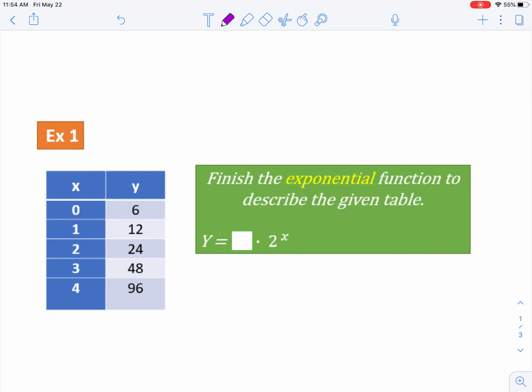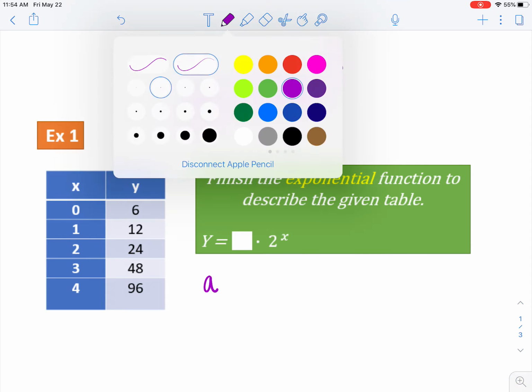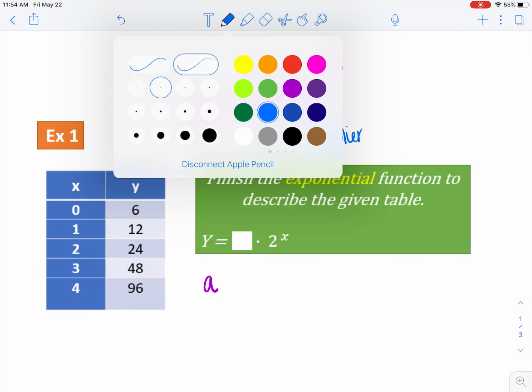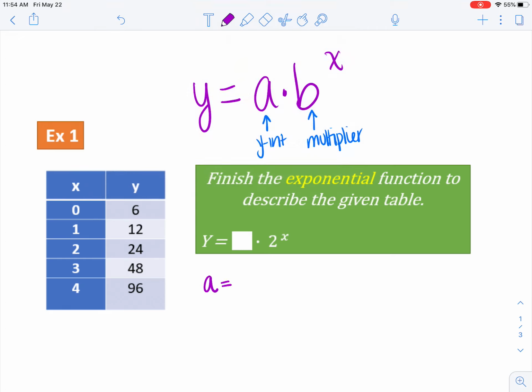We have a table. The first thing that you should be doing when you have a table is saying to yourself, do I see my y-intercept? Do I see my, and I'm going to write this up here, y equals a times b to the x. A is your y-intercept. B is your multiplier, or your ratio, okay? So I'm looking at my table to see if I have my y-intercept. Yes, I do. My y-intercept occurs where x is equal to 0, so my y-intercept is 6.